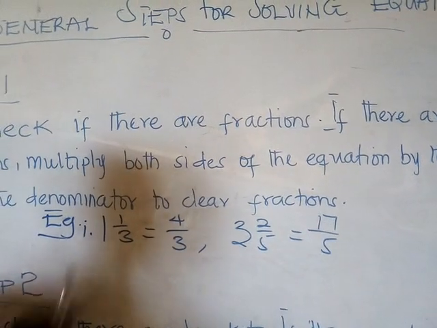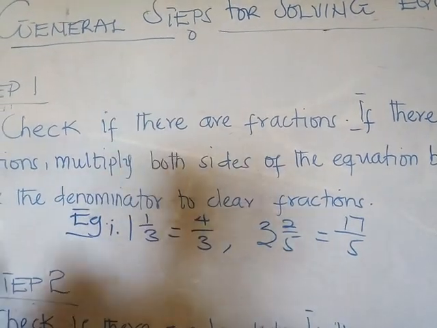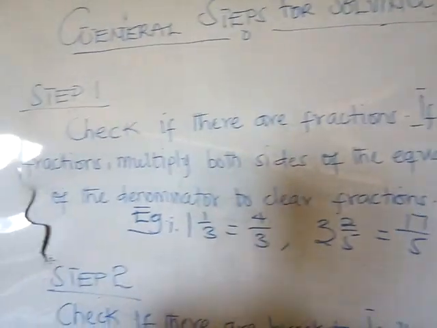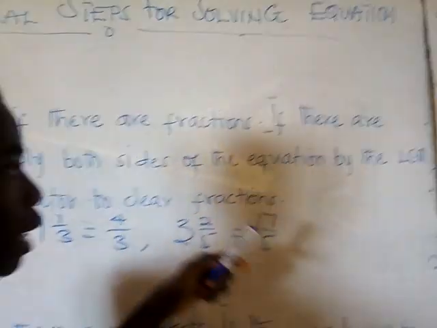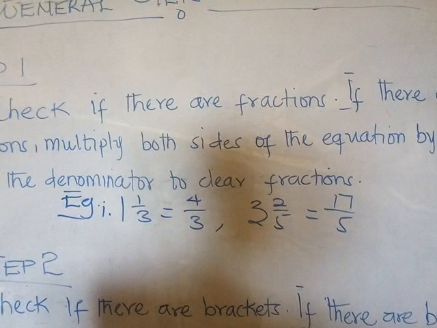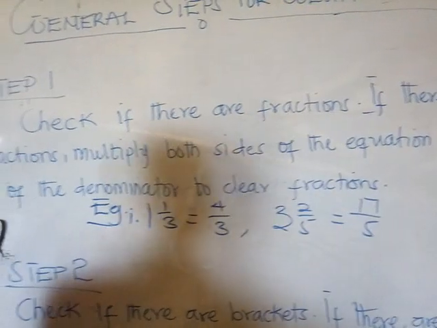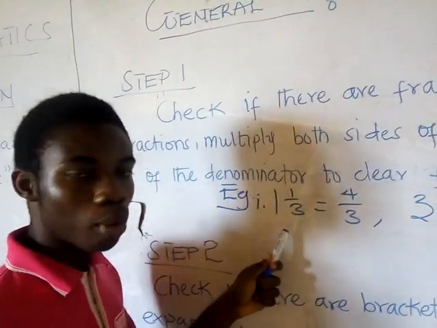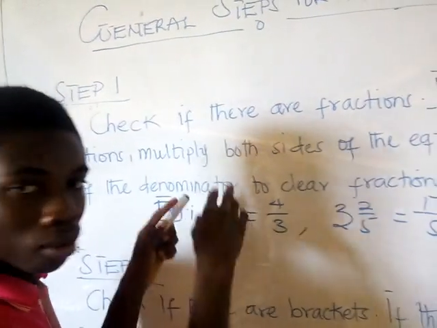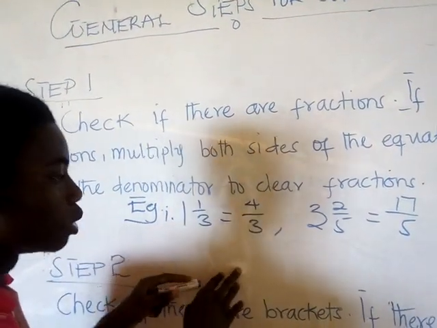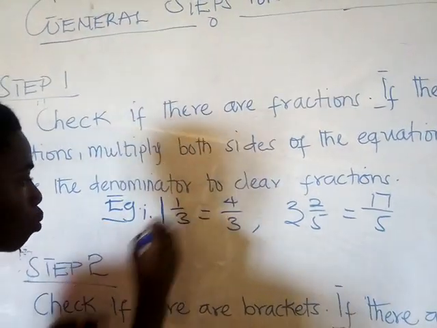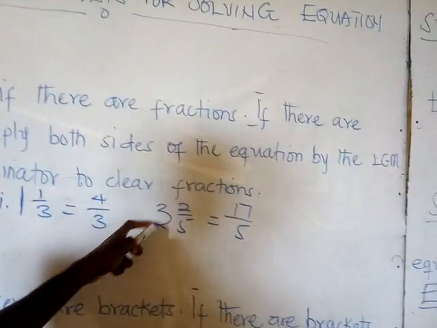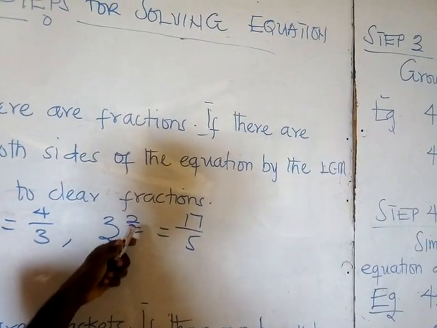The first example is 1 whole number 1/3, and the step told us that we should check whether both sides of the equation are fractions, and also multiply both sides of the equation by the LCM of the denominator. So we check whether it's in fraction. If they are not in fraction, we change them into fractions. This one is in a mixed fraction, so you have to change it to an improper fraction. So 1 whole number 1/3 becomes 4/3, and also 3 whole number 2/5: 5 times 3, 15, plus 2, 17.